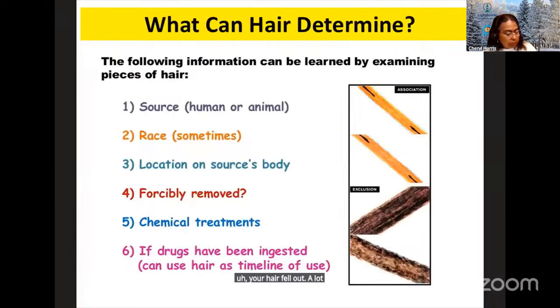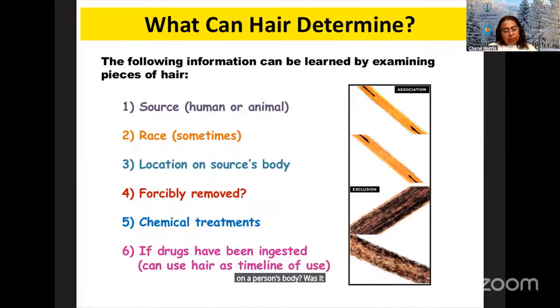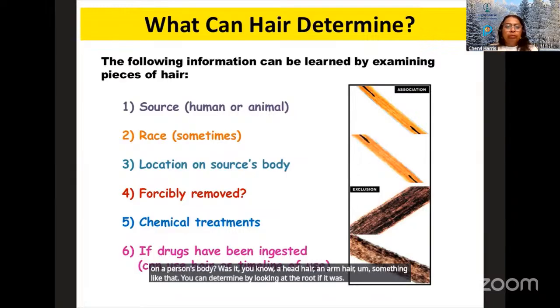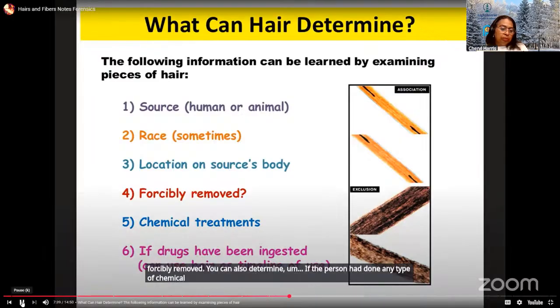A lot of information can be learned from hairs that are found at crime scenes. So just by looking at the hair, you can determine if it was a human hair or an animal hair. Sometimes you could determine the race by looking at the hair. You could also figure out, based on the hair and the thickness, where it came from on a person's body. Was it a head hair, an arm hair, something like that. You can determine by looking at the root if it was forcibly removed. You can also determine if the person had done any type of chemical treatments to their hair. Did they go to the beauty salon and get it dyed regularly? But you can also use hair as kind of a timeline of drug use.